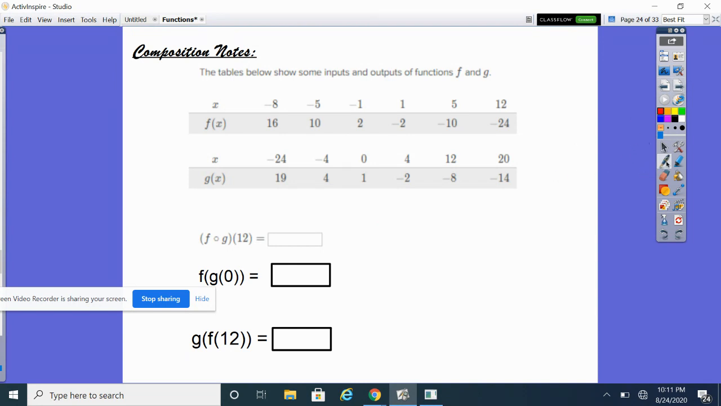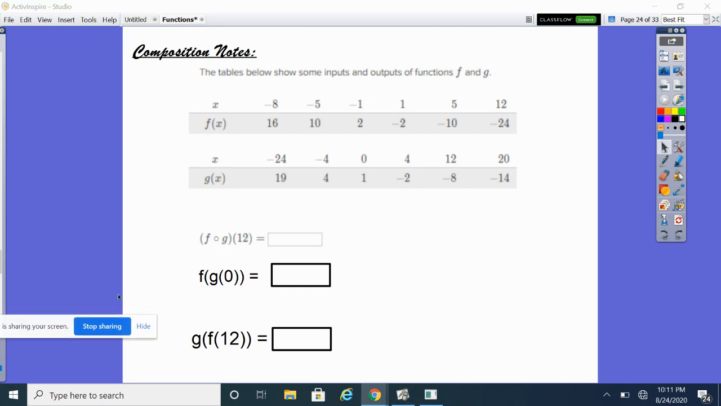We're going to talk about composing functions. I'm going to try to start it off easy, try to make it as simple as possible. We're going to look at tables. That's usually the way people think it makes the most sense.